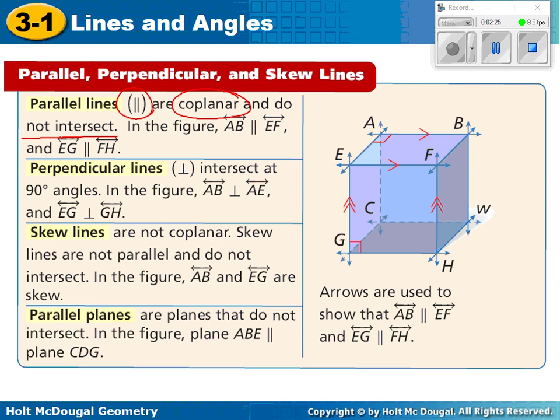This is the symbol for parallel, and you may use it anytime that you want to. So you can abbreviate with symbols in here, only with symbols. I'll often write them slanted like this, but the book does them straight up and down.